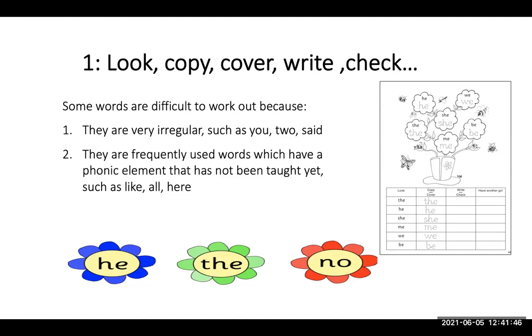Basically, the tricky words are the irregular words, and you are simply unable to blend them. You cannot blend them through the blending technique, like t, h, e. You can't do that. No, you can't do that. It's he.